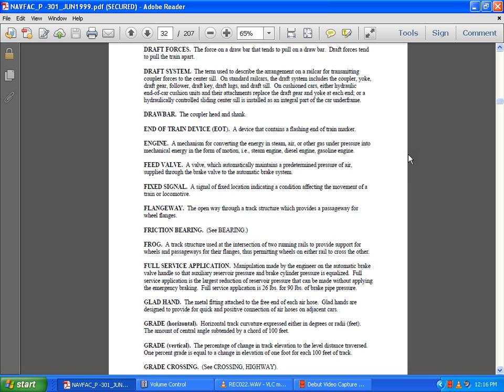The glad hand is the metal fitting at the free end of each air hose. The glad hand is designed to provide a quick, positive connection of air hose between adjacent cars.